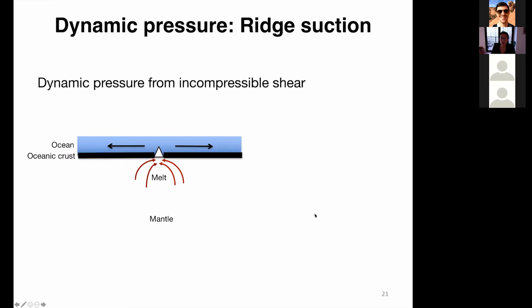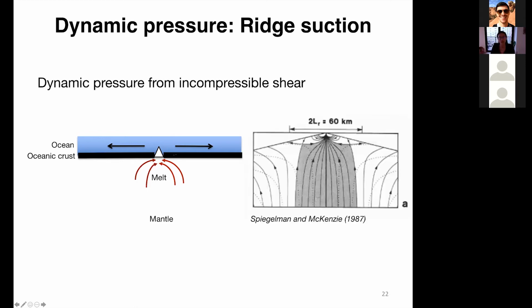So now I'm going to try to explain the different focusing mechanisms that I presented before in terms of the pressures that I just talked about. For the ridge suction effect, it is essentially due to the oceanic plates pulling apart, and because of conservation of mass in an incompressible material, when it's pulling apart, it creates a dynamic pressure right at the ridge axis, and that pulls melt towards it. And this is what Spiegelman and McKenzie were alluding to in their work in 1987.